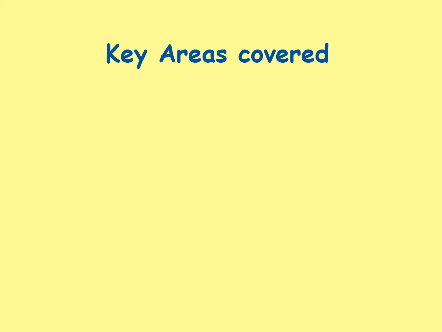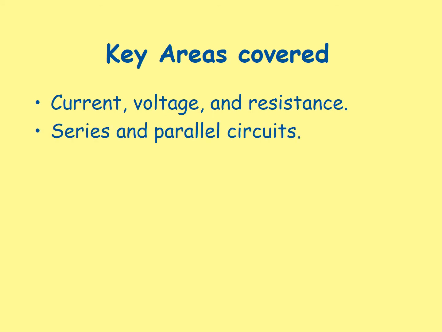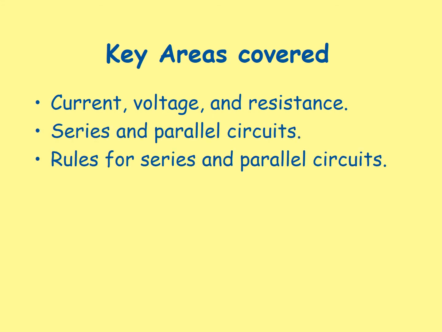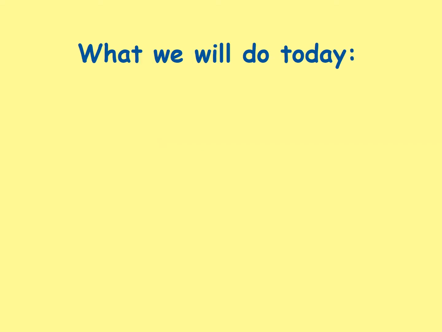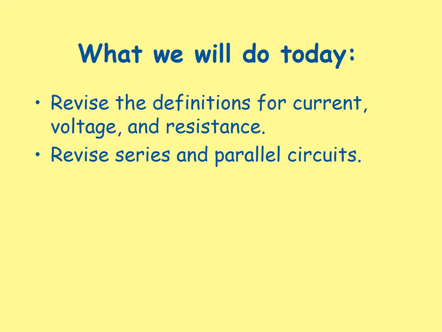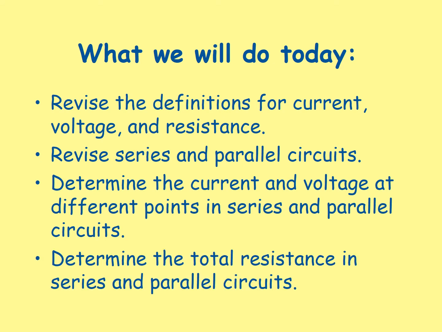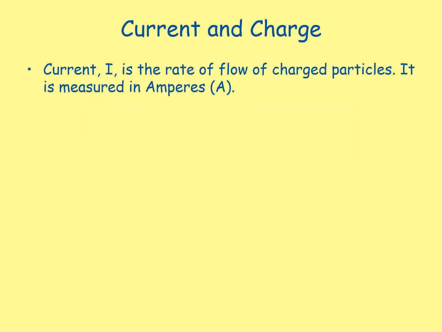Electricity. The key areas covered will be current, voltage, and resistance, series and parallel circuits, and rules for series and parallel circuits. What we will do today is revise the definitions for current, voltage, and resistance, revise series and parallel circuits, determine the current and voltage at different points in series and parallel circuits, and determine the total resistance in series and parallel circuits.